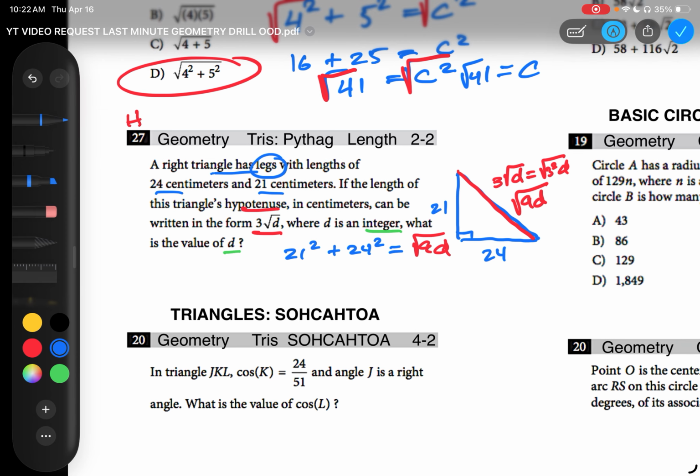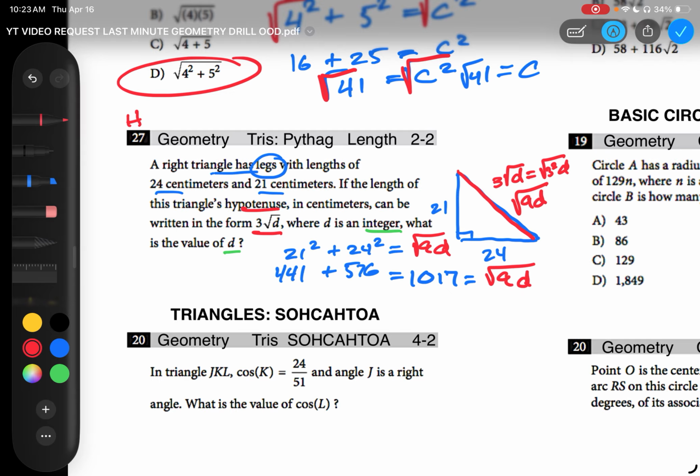Calculator. So 21 squared, 21 times 21, plus 24 squared, 24 times 24 equals 576. If I add those two together, 441 plus 576 equals 1017, which is equal to the square root of 9d.